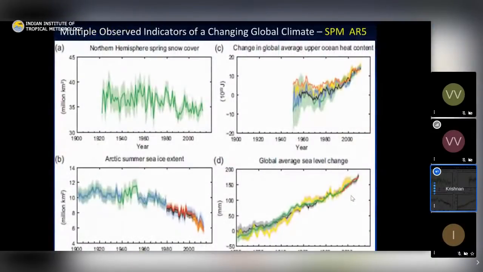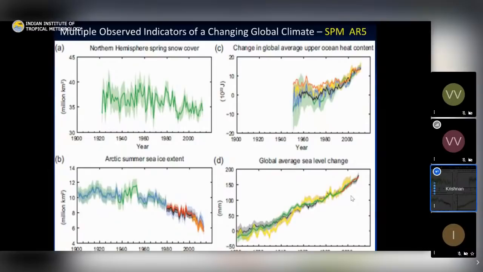And there are also other indicators of global climate change. For example, the spring snow cover: with the increase in temperature, the northern hemispheric spring snow cover has declined in the last few decades. The ocean heat content has increased. The Arctic summer ice has declined. This is a very rapid reduction. The projections are that in the next few decades the Arctic may be ice free. The global average sea level has increased, clearly because of thermal expansion, and also due to the melt of the glaciers and the land ice.